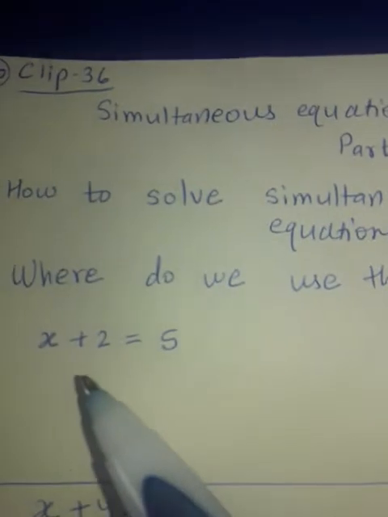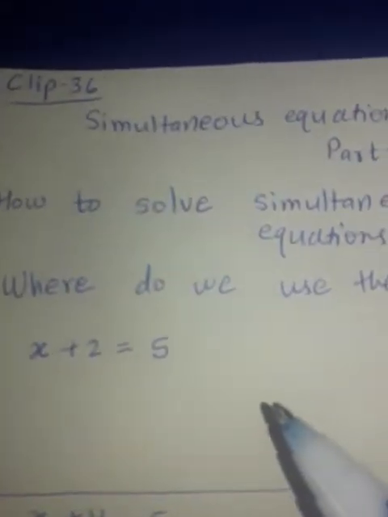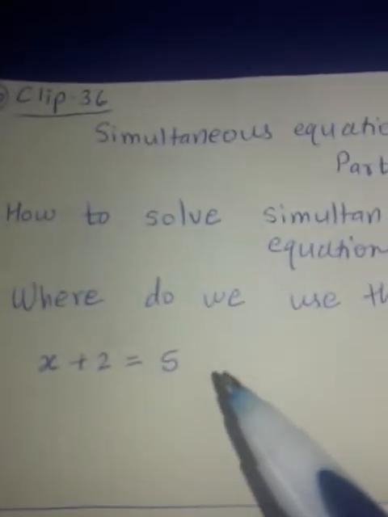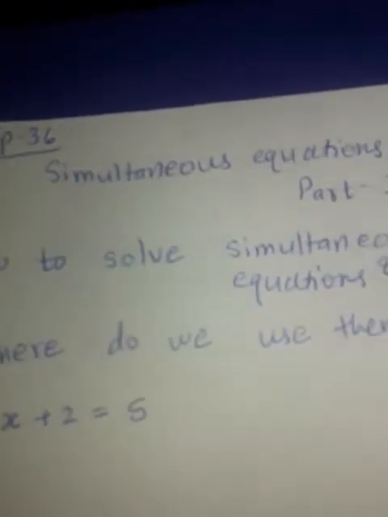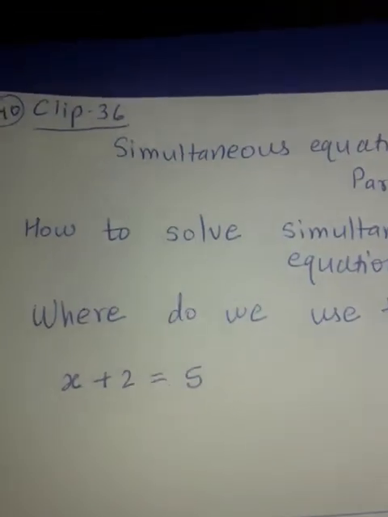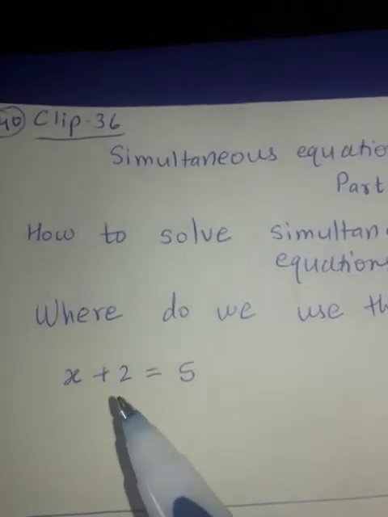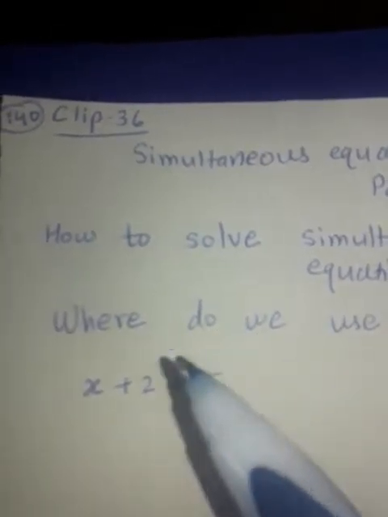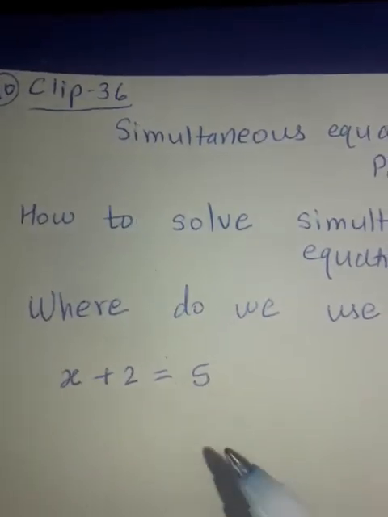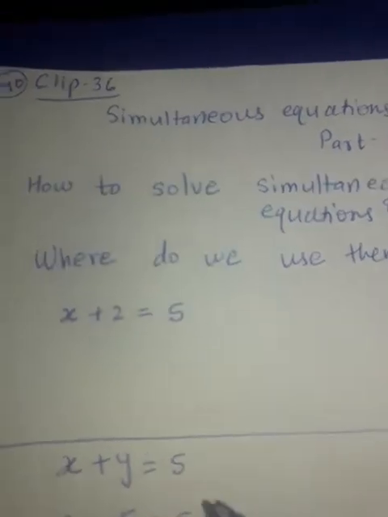If I ask you to solve this question, x plus 2 is equal to 5, find the value of x. Within 1 second or half a second you will give me the answer: x is equal to 3. Some of you may even feel offended that ma'am, we are competitive exam aspirants and you are asking us this junior KG question. Yeah, I agree. This is really a junior KG question and x is equal to 3. But I gave you this question just to let you know what is the need of simultaneous equations.